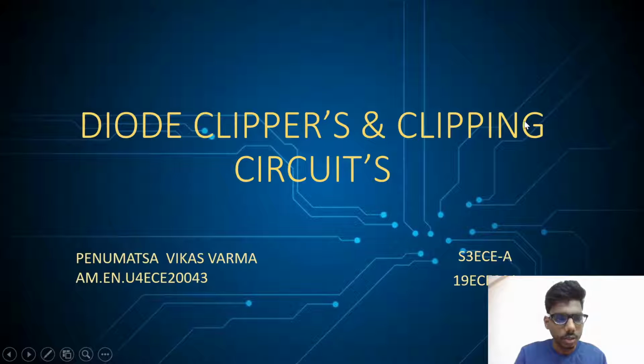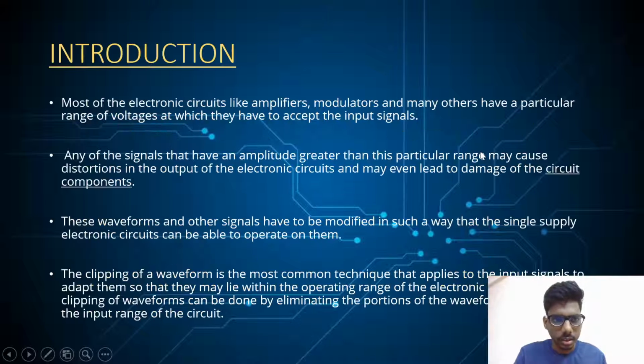In this presentation, we are going to discuss diode clippers and clipping circuits. Coming to the introduction part, most electronic circuits like amplifiers, modulators and many others have a particular range of voltages at which they have to accept the input signals. Any signal with an amplitude greater than this range may cause output distortion of the electronic circuits and may even lead to damage of the circuit components.